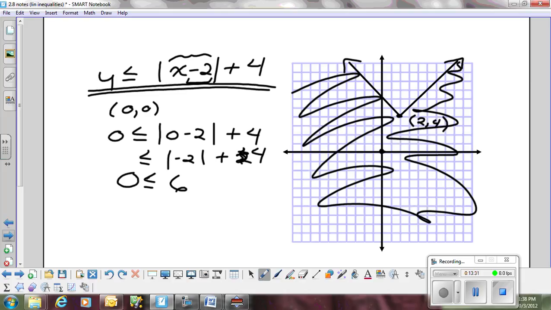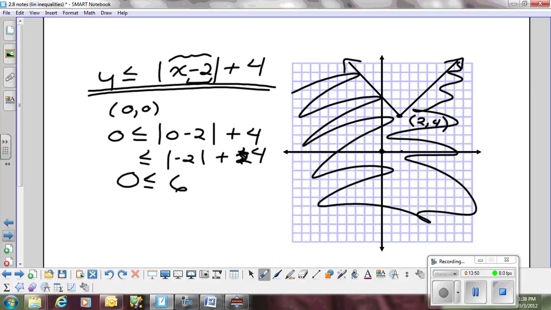What does this one tell me? Up 4. So I count right 2, up 4. My vertex is the point (2, 4). It's not times anything, so I have the absolute value with a slope of 1 and -1 on the other side.